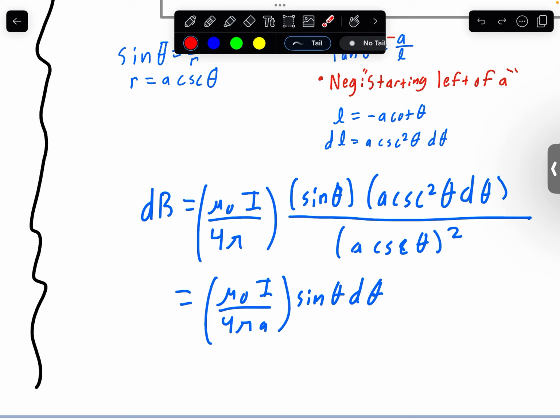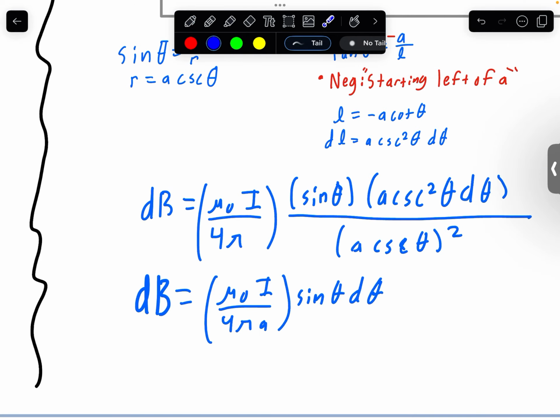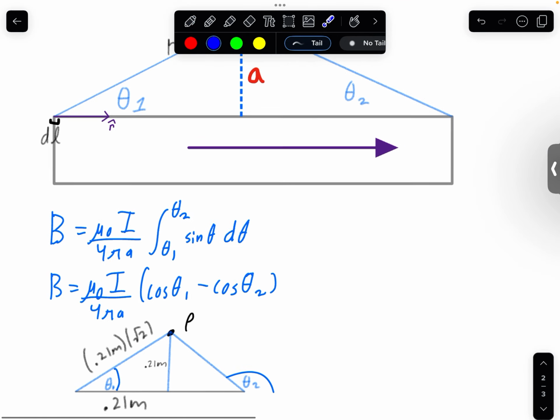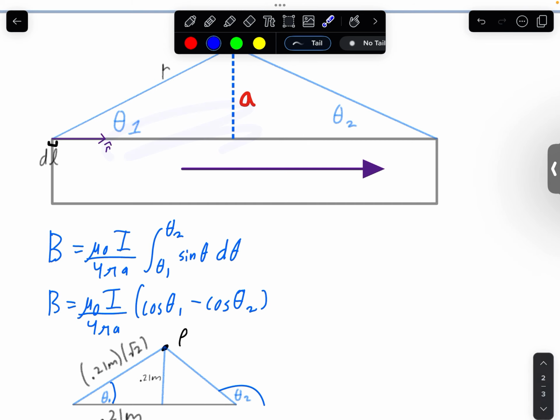Notice how we have that d theta and the dB, so I think we're going to want to integrate. We'll come back to this in a second.